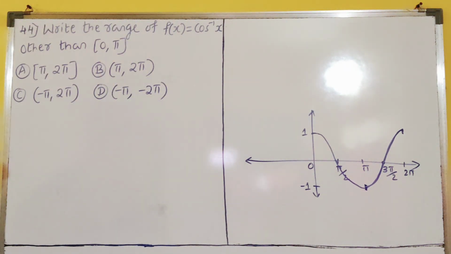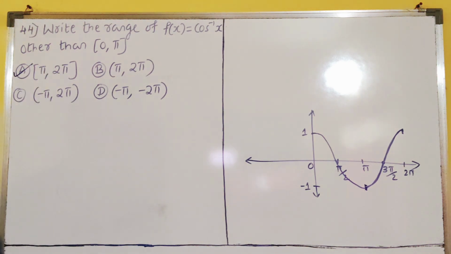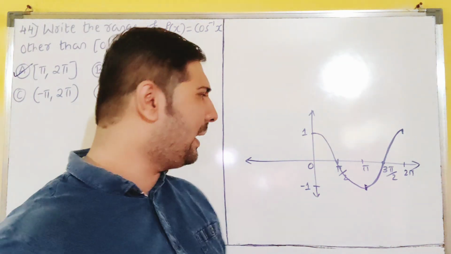So which is there? Pi to 2 pi. That is option A only matches, dear students. So option A for awesome. I hope you are understanding.